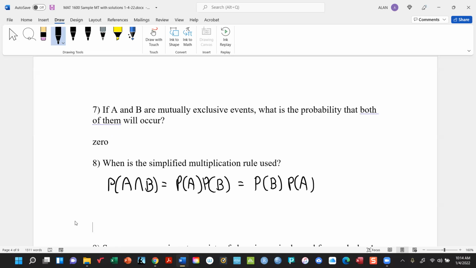And so we can only do this. This rule can be used when A and B are independent. Independent is required for us to use the simplified version. Okay.